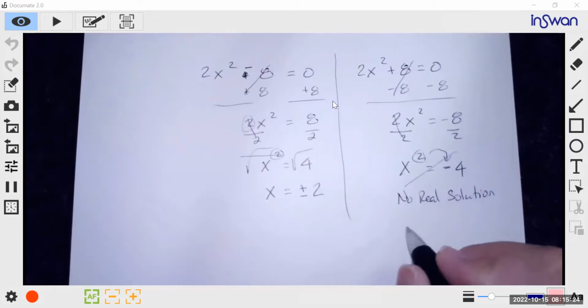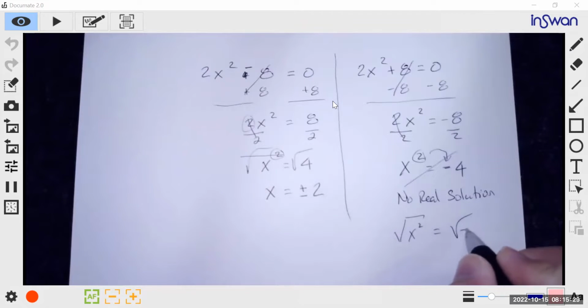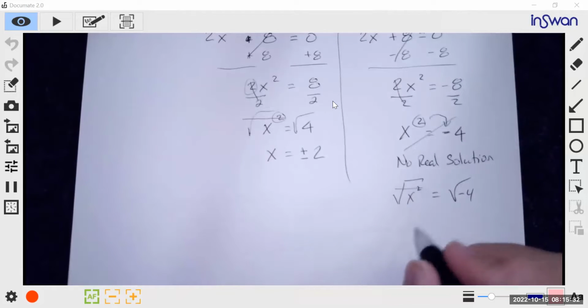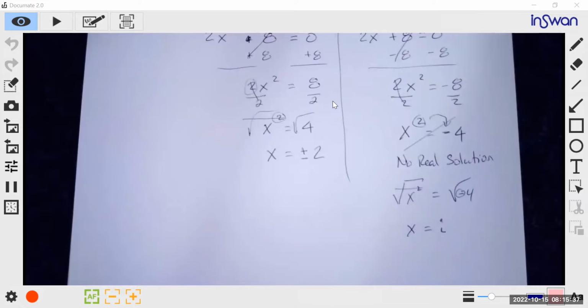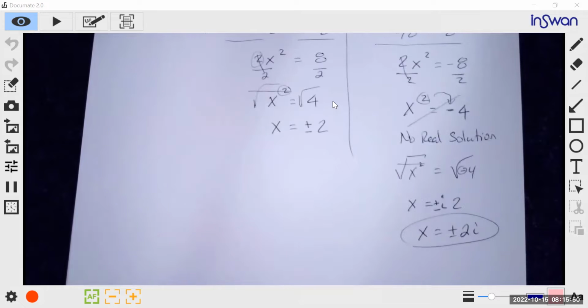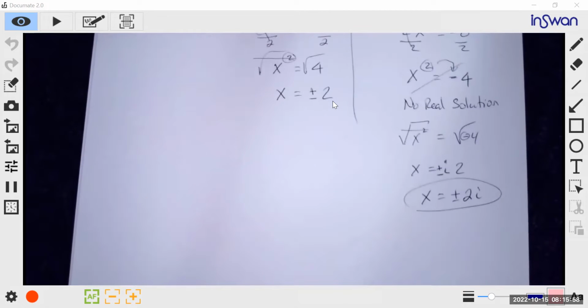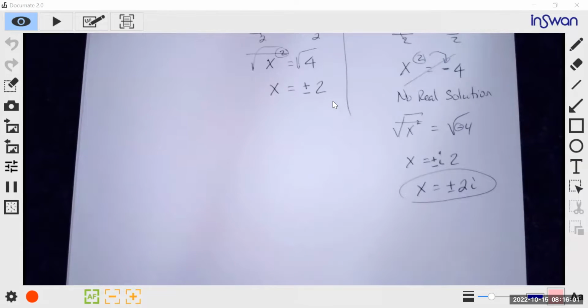So what you're going to have, if you remember, is if we square root both sides, then we have a negative, so we have an imaginary term. We'll have a plus or minus because it's the square root of a squared term. Square root of 4 is 2. So our answer is plus or minus 2i. We have imaginary answers. Okay, so that's the first one. That's if we only had 2 terms.